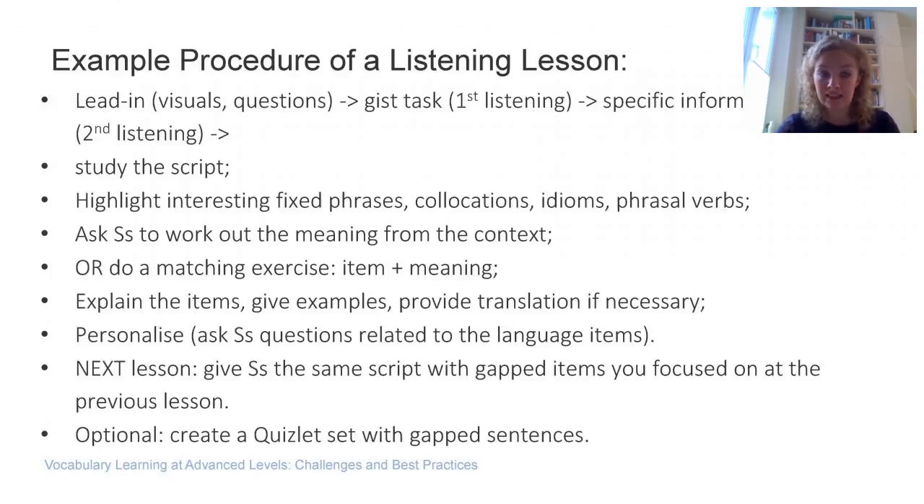And in the next lesson, you can give the students the script of the audio you did last time. You can give the script back, but this time you gap the items you focused on at the previous lesson. And this is going to intensify or activate their memory and their attention to that. Or you can create a Quizlet set with gapped sentences, and we're going to talk about Quizlet a bit later.